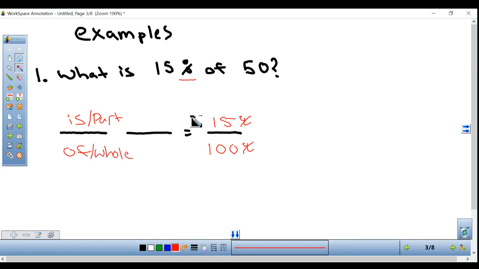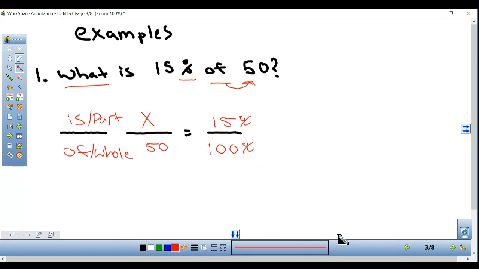So the question says, what is 15% of 50? Well, it says, what is? What? I don't know what. So guess what's going to go on this top line? A number that I need to find. So I'm going to put an X right on top. And what is 15% of 50? Of is tied to this number 50. So of goes on the bottom. 50 is also my whole. It's equal to 100%. So I'm not getting any number that's bigger than 50.